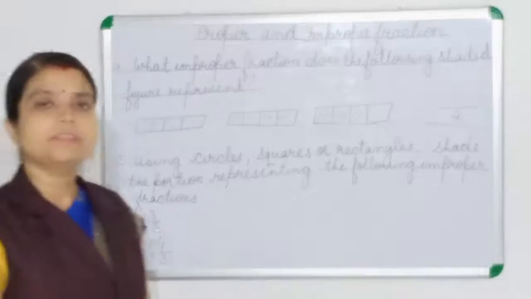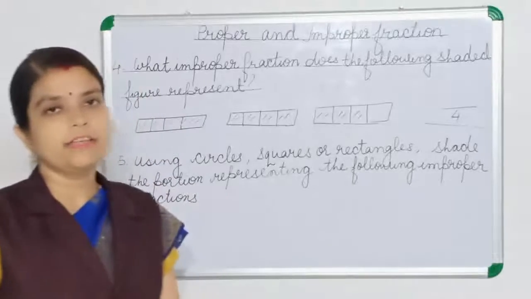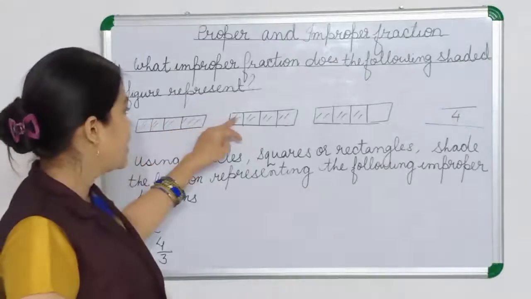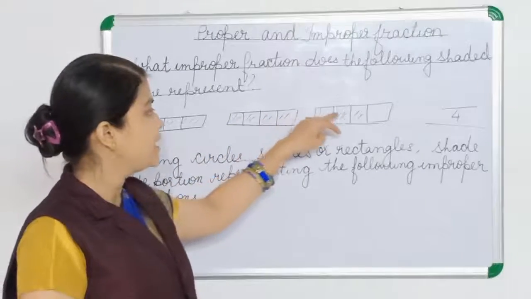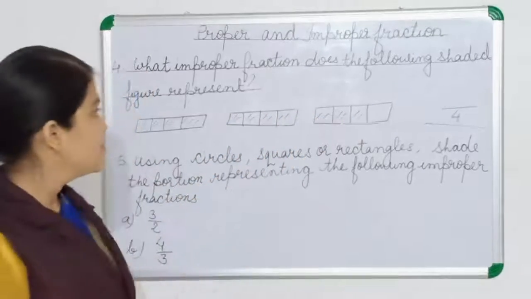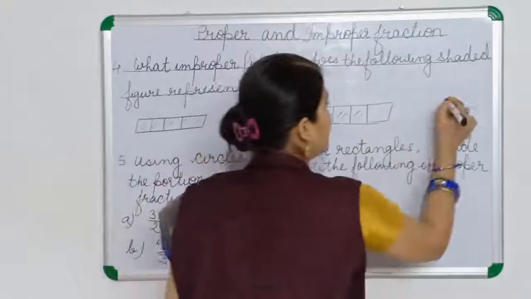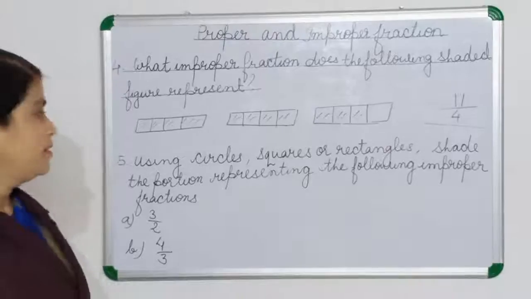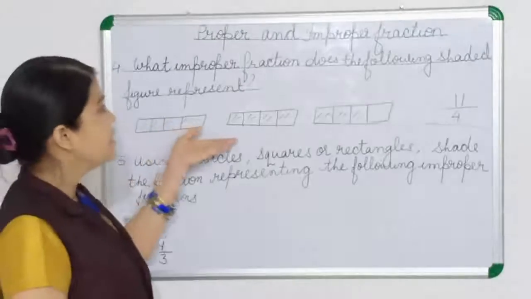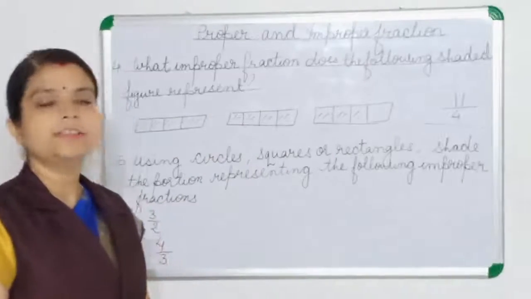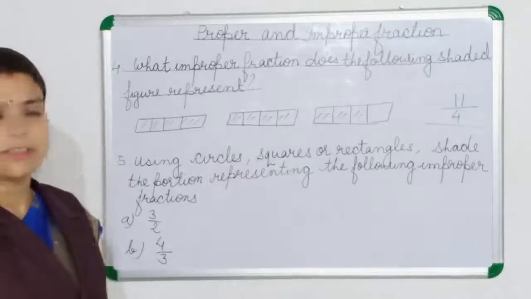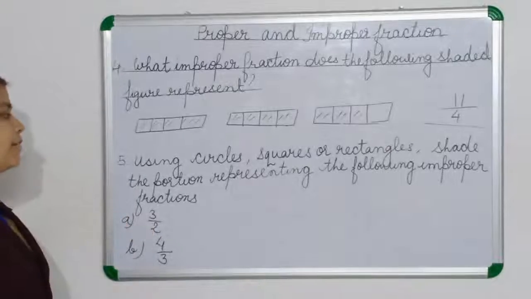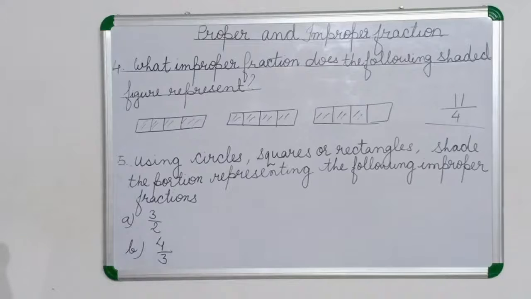Now, we will count how many parts are shaded over here? 1, 2, 3, 4, 5, 6, 7, 8, 9, 10, 11. So, the improper fraction is 11 by 4. Okay? So, here the figure is given and we have to write the shaded part as an improper fraction. Now, here improper fraction is given and we have to draw the figure. Okay?